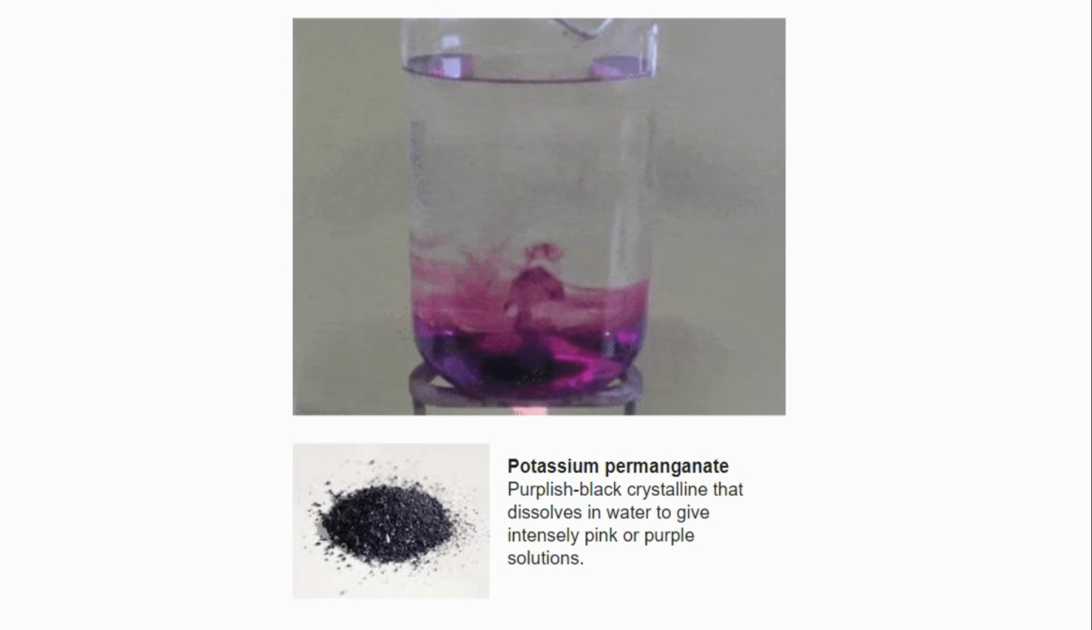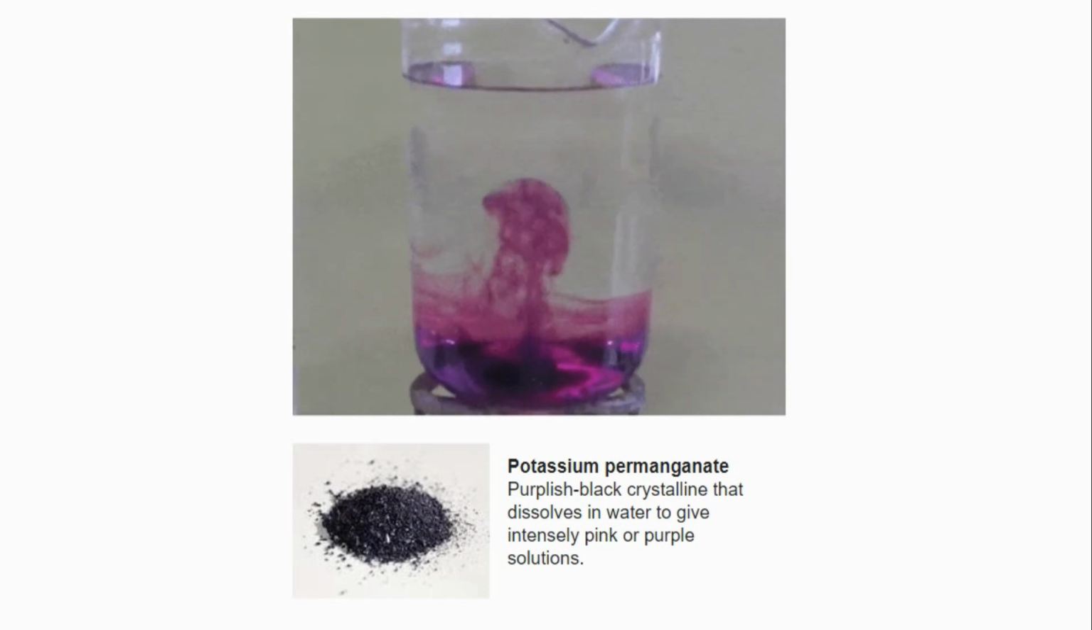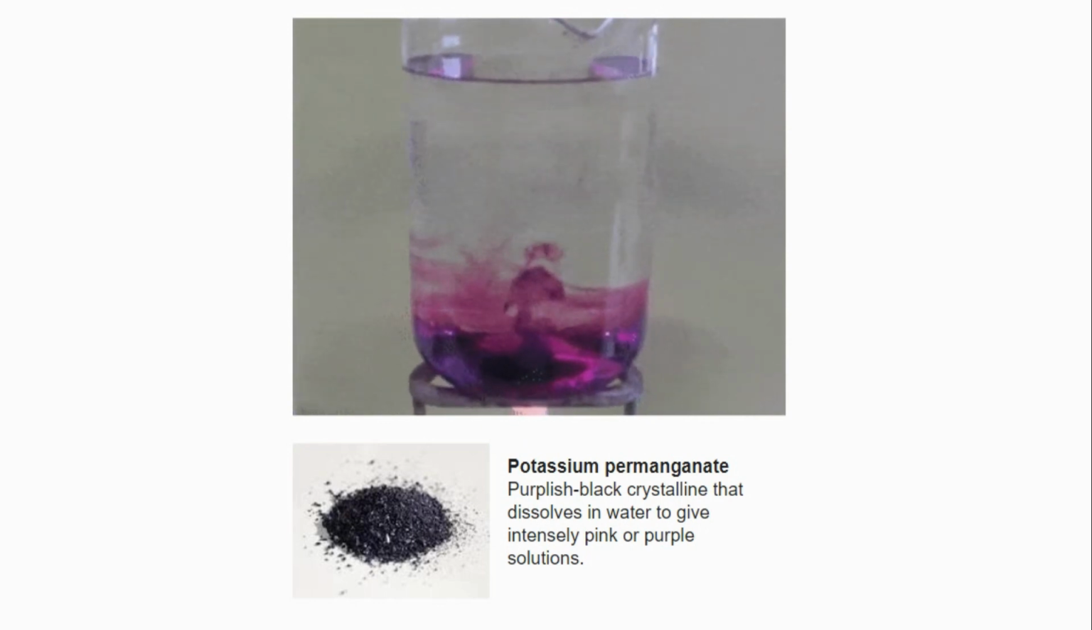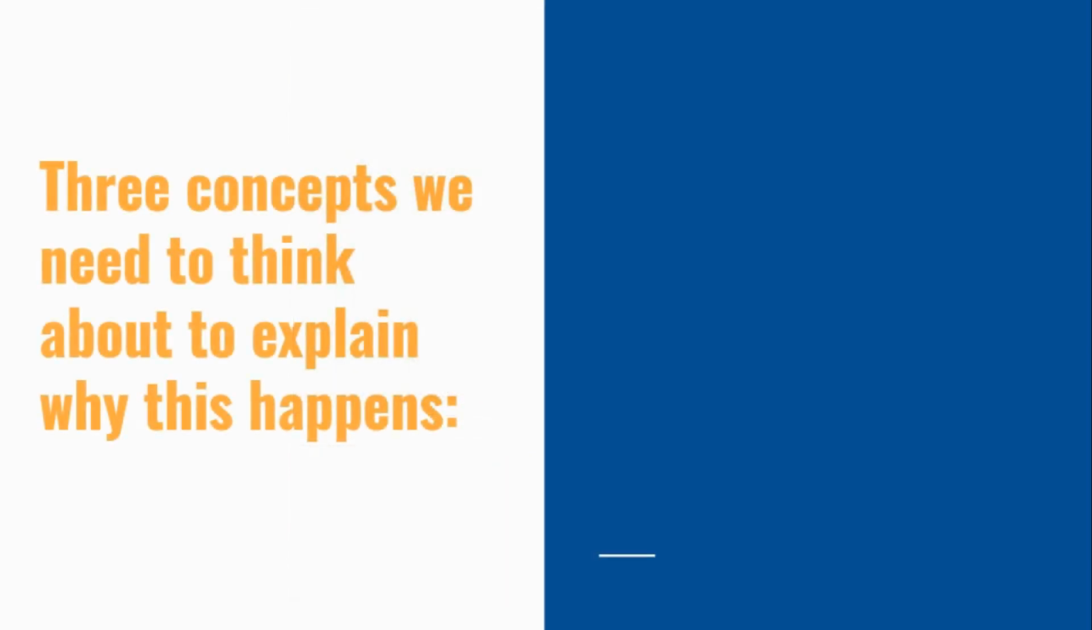So the water closest to the heat source at the bottom of the beaker is heating up first, but as it is heated, it starts to move upwards. Now this is essentially allowing us to see how heat is moved through the water. To explain why this happens, there are three concepts you need to understand.